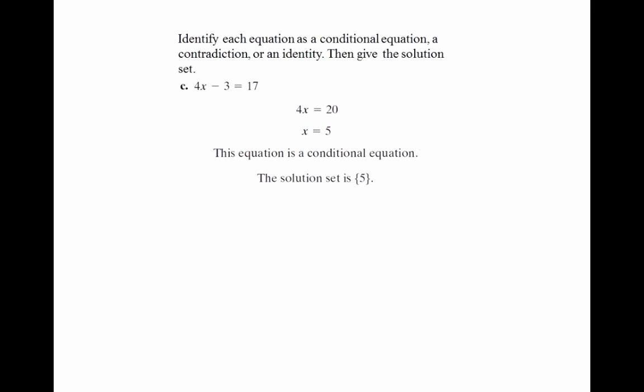Another one. We would identify each equation as a conditional equation, a contradiction, or identity. We have 4x minus 3 is equal to 17. If I add 3 to both sides of the equation, divide both sides by 4, I get the solution here. So this is a conditional equation.